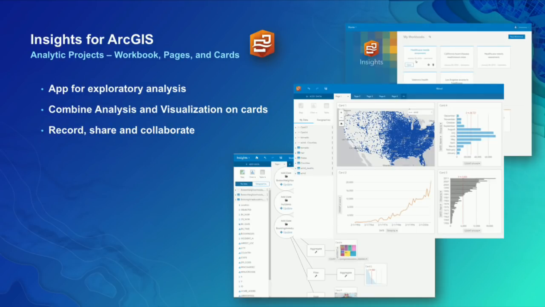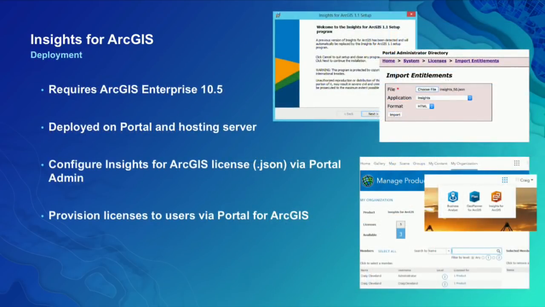So as a portal admin, what do you need to do to enable that? Well, as I mentioned, it requires 10.5, and there's an installer for it, and this is deployed on both your portal and your hosting server. So if you have a single stack with your portal and your hosting server on one machine, which may very well be possible, you just run the installation once. If you have those elements distributed with portal on one machine and hosting server on another, you run that installer on both of those machines. Okay, so that's something we like to point out, because if you're moving through it quickly, it can be a little confusing, but just know it needs to be installed in both of those places.